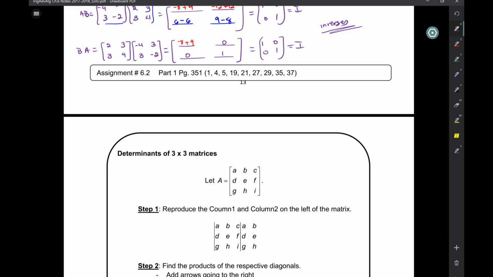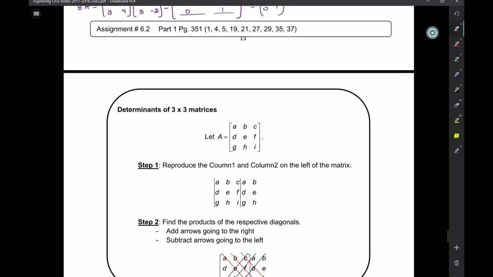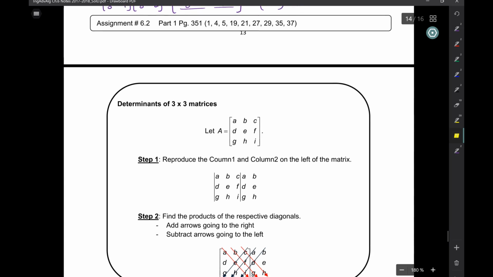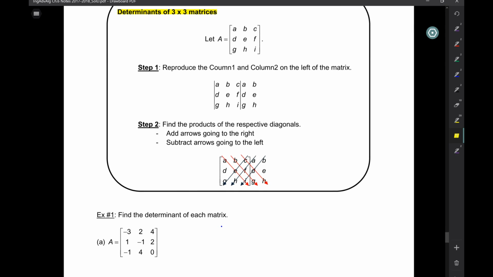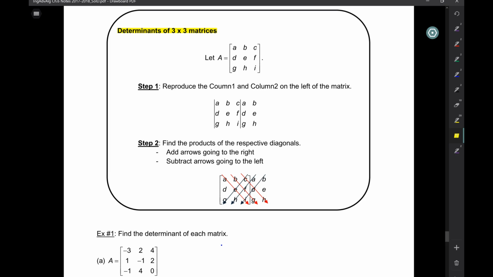So here we have a matrix A, and you can see it's a 3 by 3. So we want to find the determinant of a 3 by 3. All right. What you want to do is this.